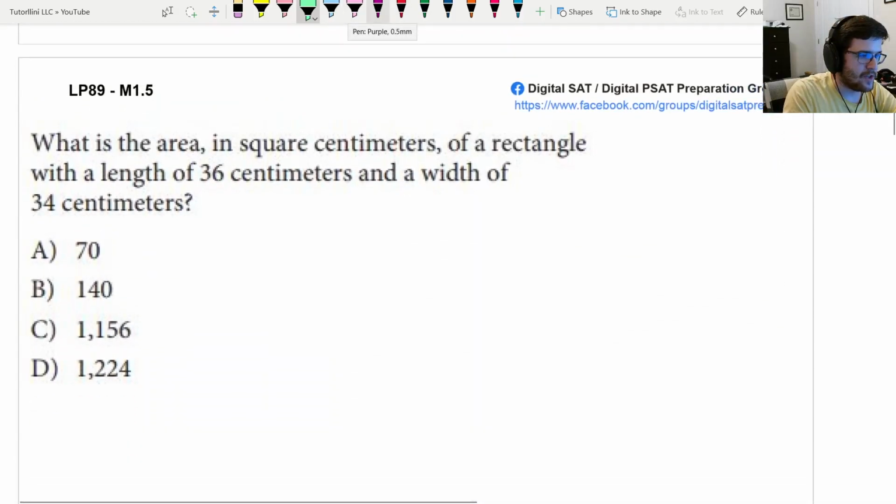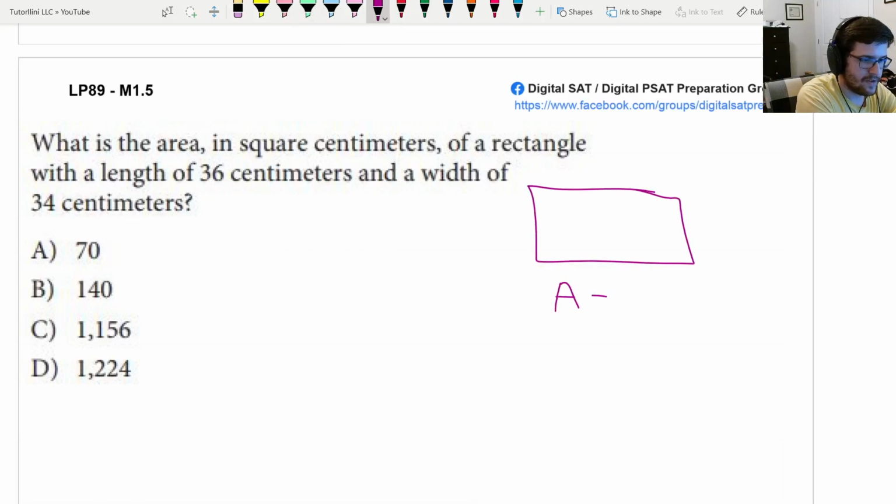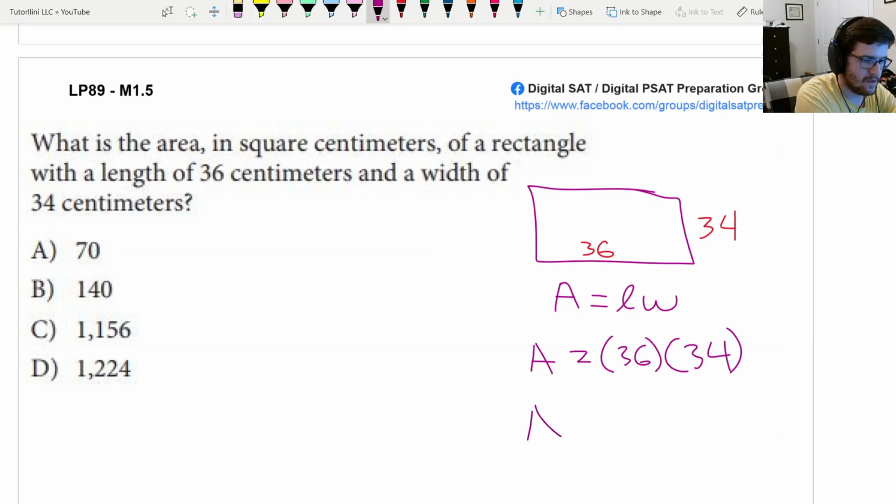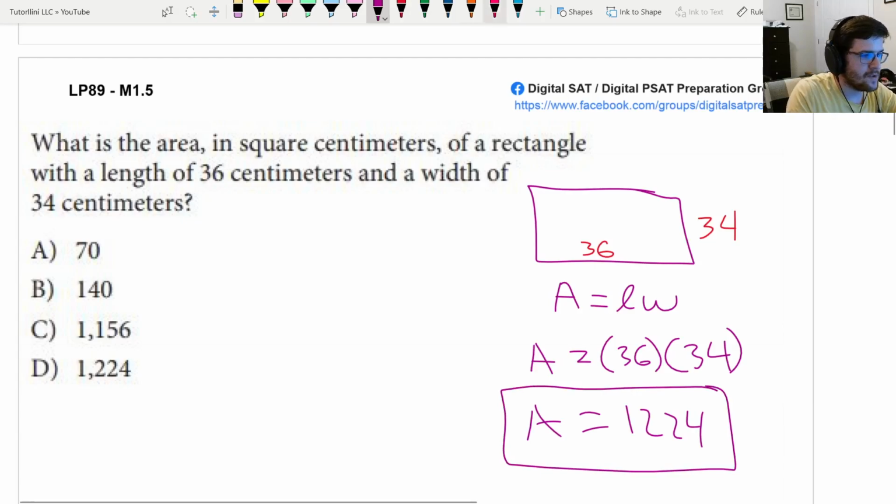Okay, this is on the reference sheet. The area of a rectangle is length times width. So for this one, we have a length of 36 and a width of 34. So the area is 36 times 34, which should be, let's see what that is, 1,224. Nothing crazy going on with the units. That should be answer choice D, and that is correct.